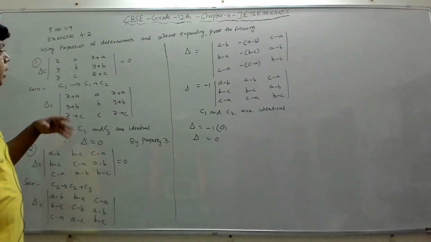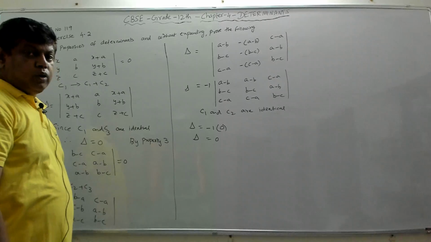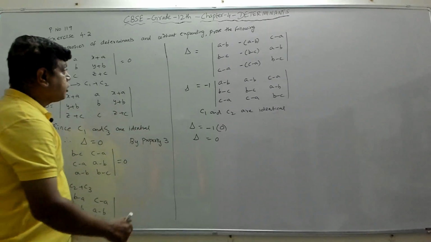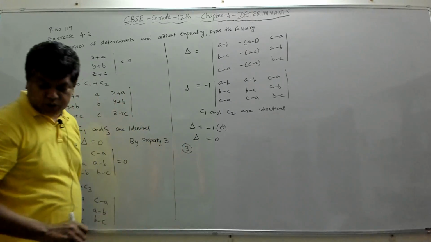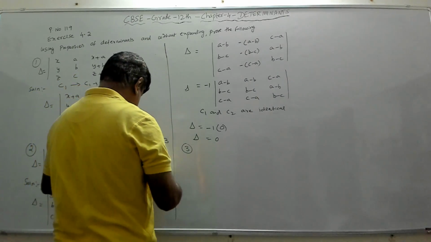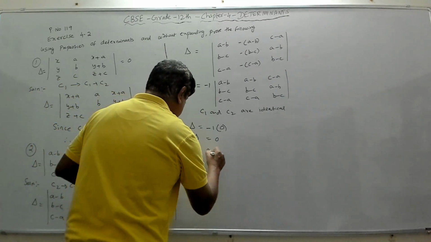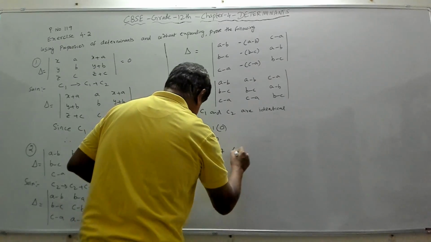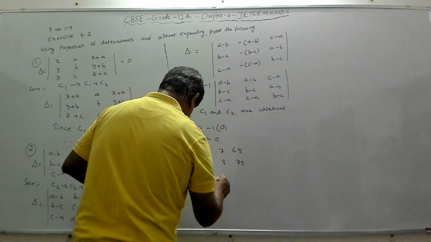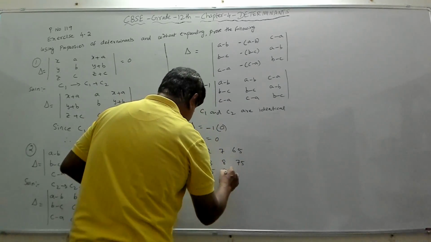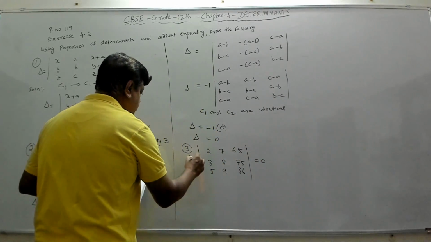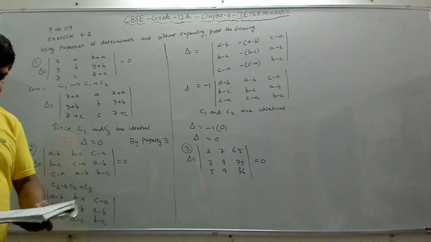Fine. So this is where we apply the properties of determinants to evaluate such determinants in an easy and faster way. So now the third question. The third question is the determinant of 2, 7, 65, 3, 8, 75, 5, 9, 86. You have to show that it is equal to 0. This is delta, suppose. You have to show that this value is equal to 0.